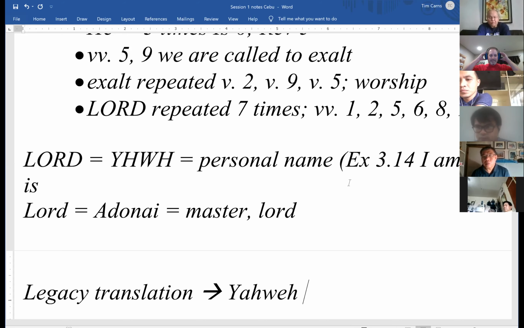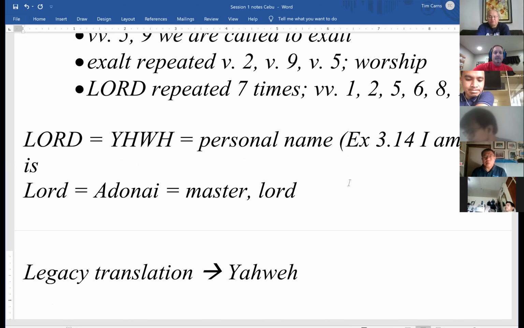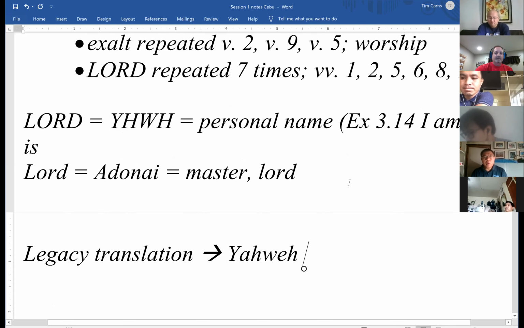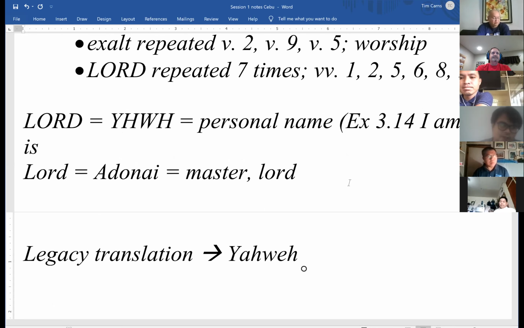The main reason I brought that up was just so you could note that, as you noticed rightly, the Lord is repeated seven times, but it's specifically Yahweh that's repeated. Any other observations that you guys picked up on?